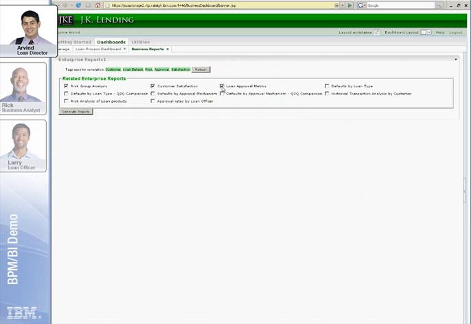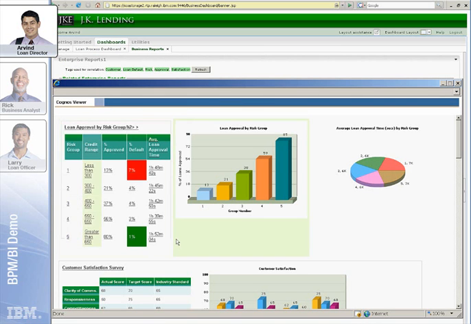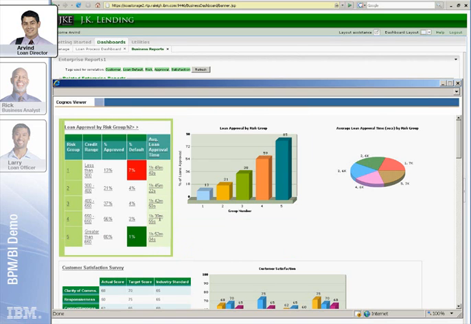Tags in the loan process are used to fetch relevant Cognos business intelligence reports that provide insight into key aspects of the business. Arvind runs several reports that combine information from the data warehouse with real-time data from the process and business activity monitoring databases. Arvind studies the approval and default rates across all risk groups. He sees that the average loan approval time is virtually the same for all risk groups and loan types.